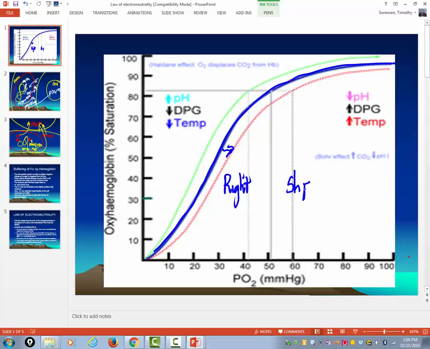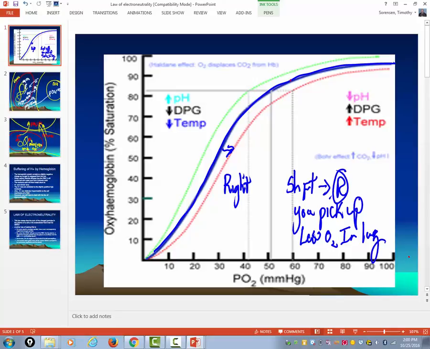A shift of the oxyhemoglobin dissociation curve to the right means that you pick up less oxygen in the lungs. So what is that going to lead to? That means that for any given PO2, that is going to lower your oxygen saturation.